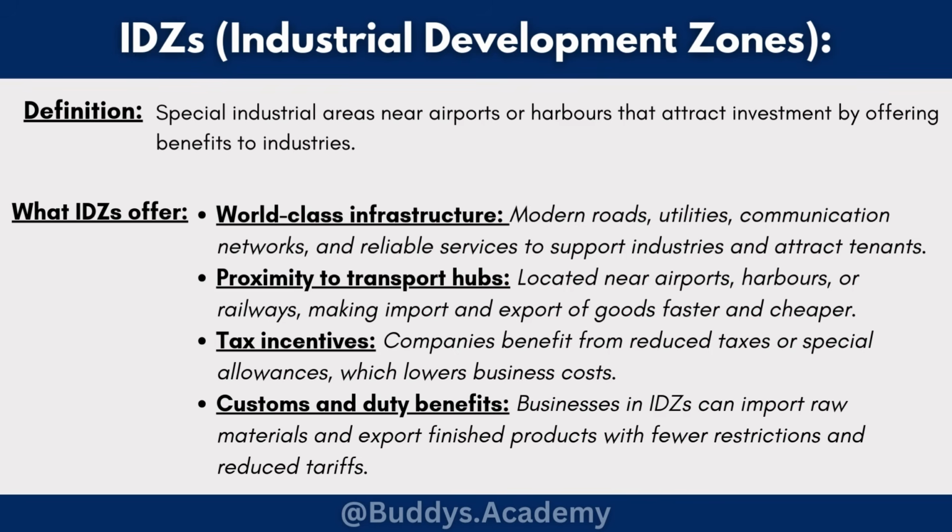Secondly would be your proximity to transport hubs. So it's going to be located near airports, harbors, or railways, making import and export of goods faster and cheaper. Thirdly, you're going to have your tax incentives. That means that companies are going to benefit from reduced taxes or special allowances, which will lower your business costs. You're then going to have your customs and duty benefits. So businesses in IDZs can import raw materials and export finished products with fewer restrictions and reduced tariffs.